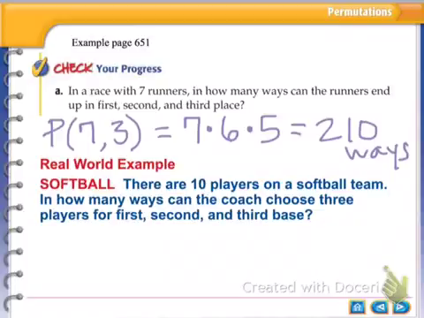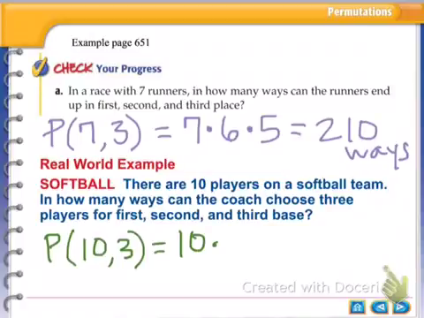Next example, right here: there are 10 players on a softball team. In how many ways can the coach choose 3 players for first, second, and third base? Alright, so on this one I've got a permutation. I've got 10 total players and I need to choose 3 spots. Don't know why it's always 3 on these, but it is. So 10 times 9 times 8.